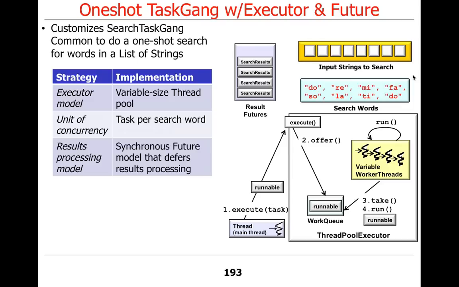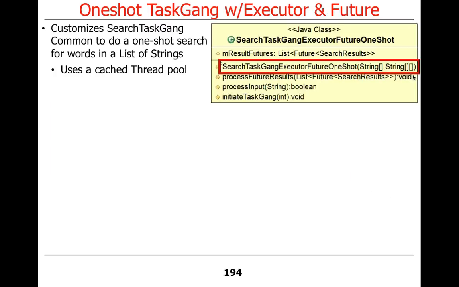The third example, now we're starting to get to some really interesting stuff. This example uses a variable size thread pool, and it uses a task per search word. So we're no longer using a task per input string. We're using a task for each search word. So each input string is then concurrently searched by different tasks, each of which is looking for a different word. And we're going to use the synchronous future model that'll defer the results processing.